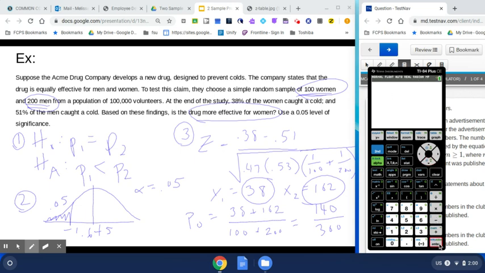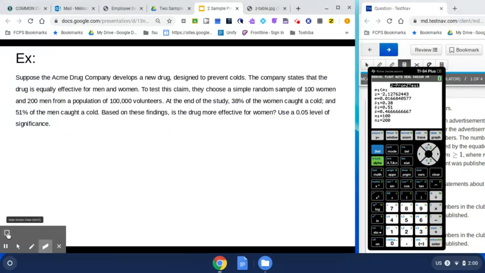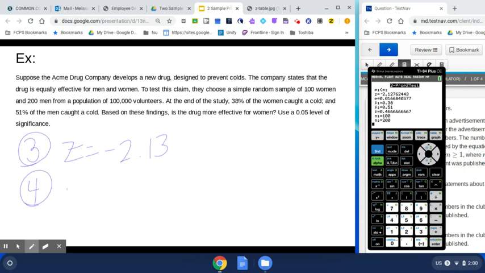The calculator will do that math for us, and we get a test statistic of negative 2.13 with a p-value of 0.0167. I'm going to go ahead and erase this so we have enough room to write down those values. So for step number 3, the test statistic, we said earlier we get z equals negative 2.13. Step number 4, we have a p-value of 0.0167.